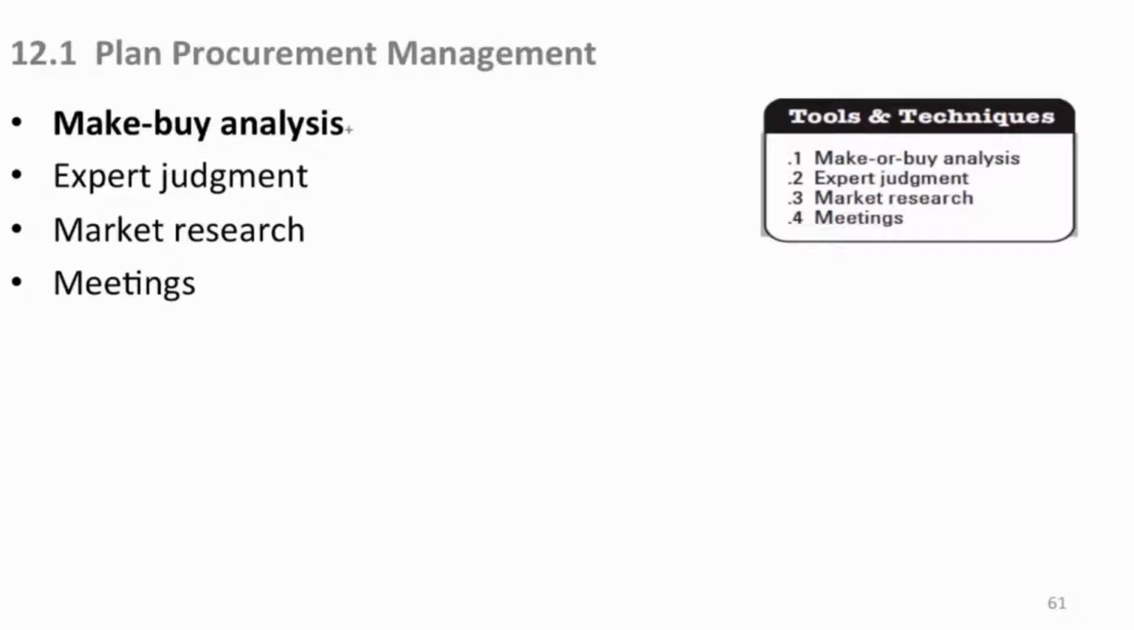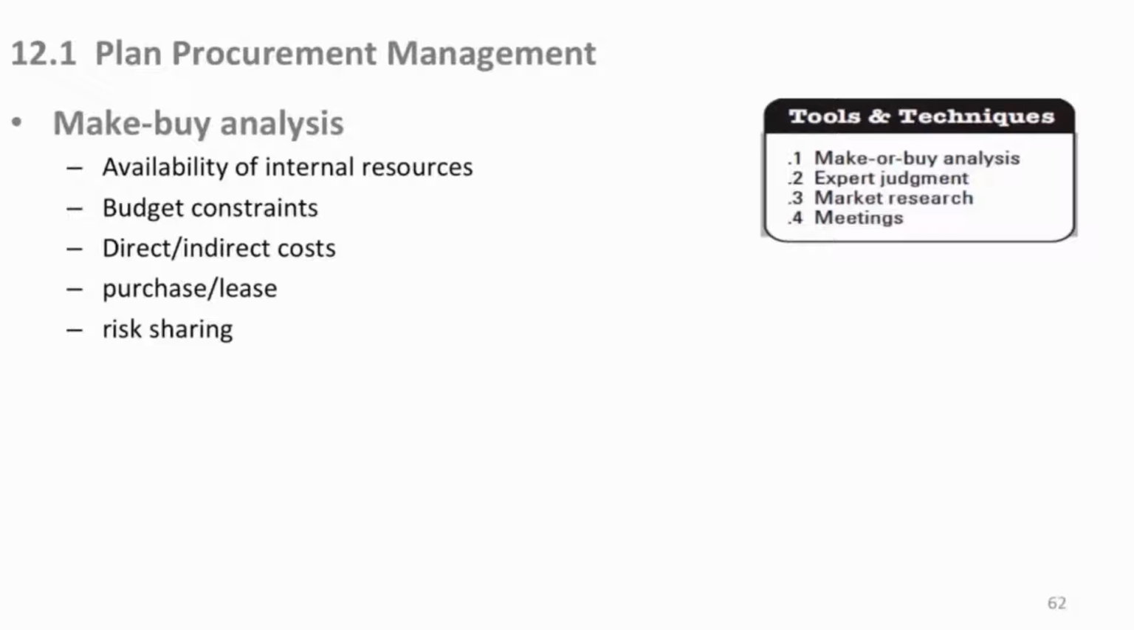Tools and techniques: make or buy, a big one here because this determines whether you're going to place an order or build it in-house. Things you consider would be the availability of your internal resources to do it and the skills they have versus an organization who does that for a business. Budget constraints: maybe you can't spend extra money to get it outside, you can just wash it somehow through your internal organization. And direct costs, indirect costs, you need to consider whether you're going to purchase or lease, different kinds of financial vehicles and obligations there. And risk sharing between making and buying, consider all that.